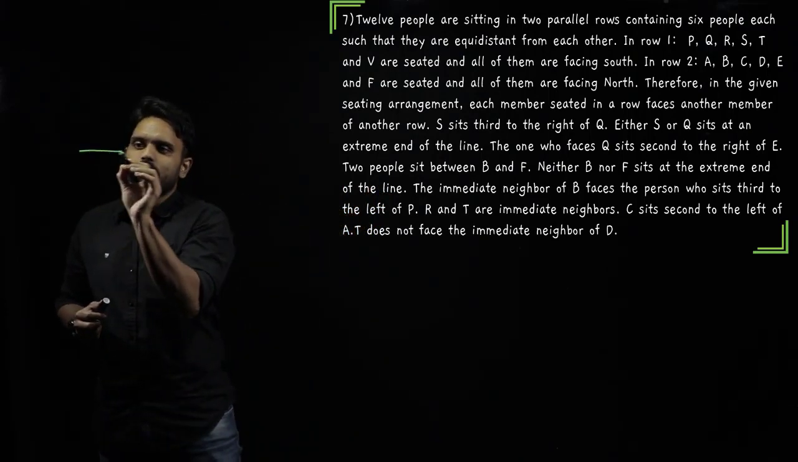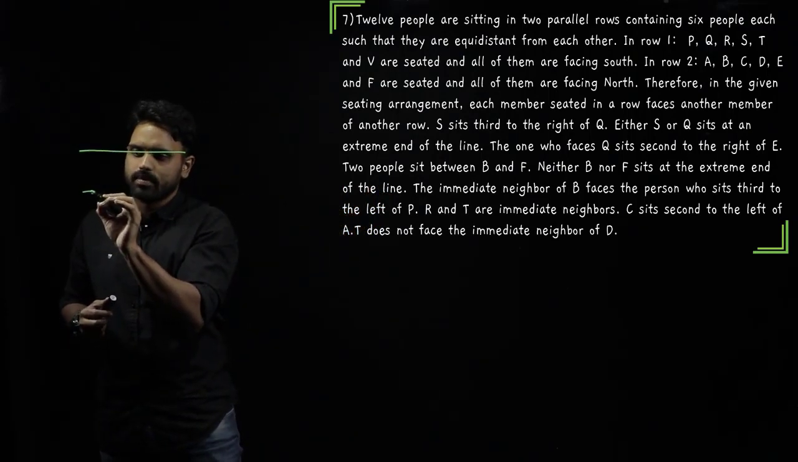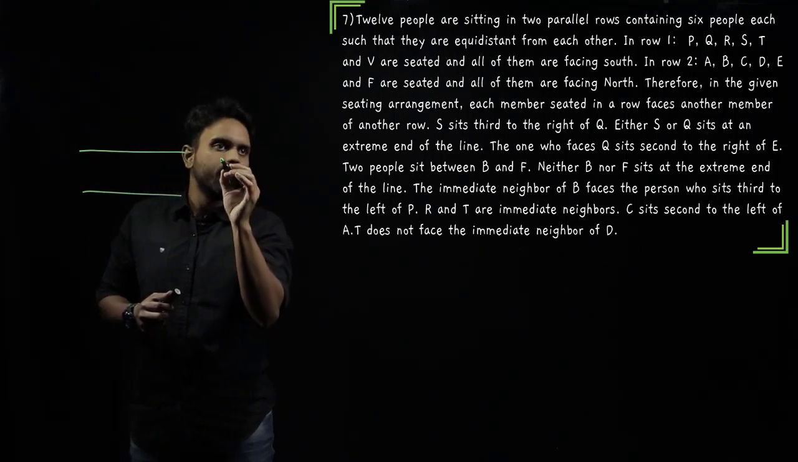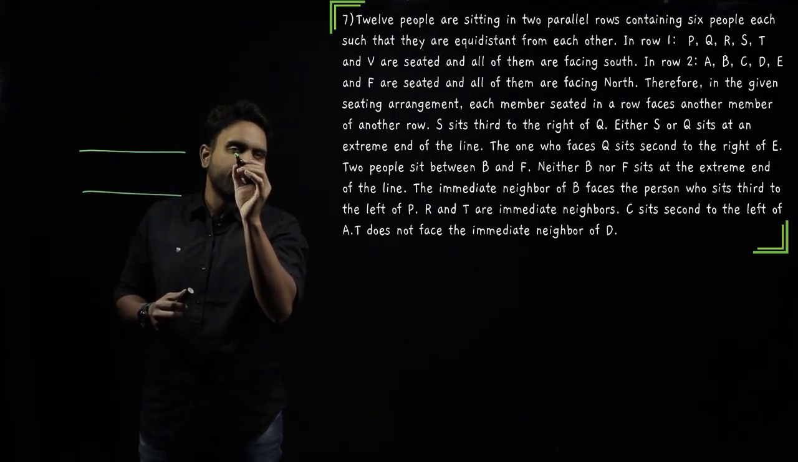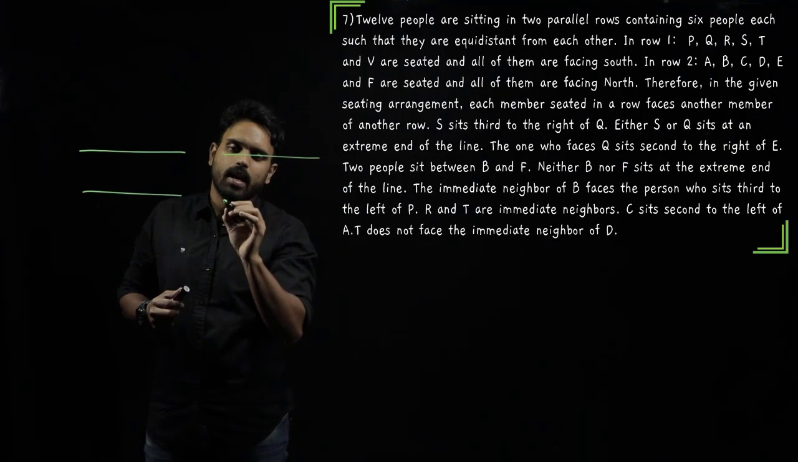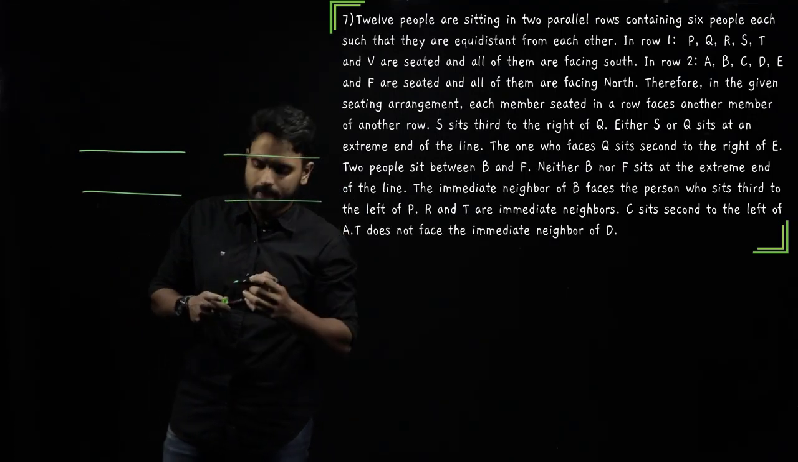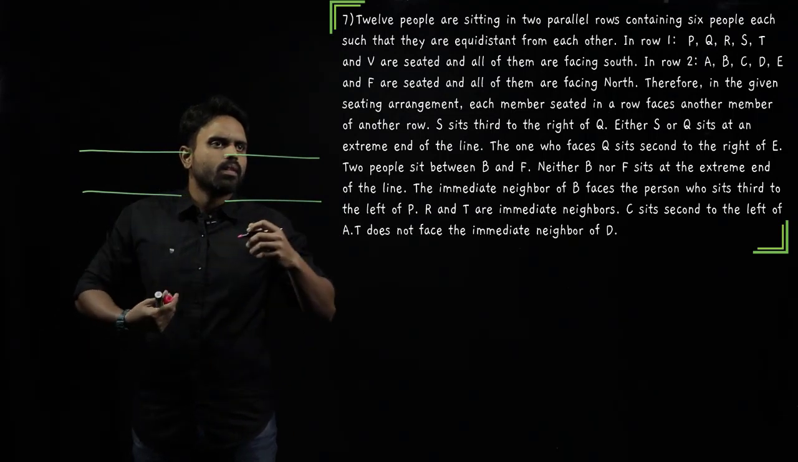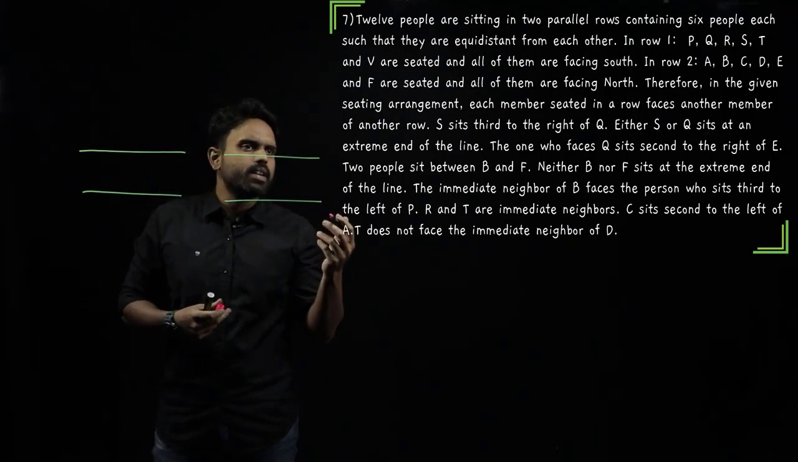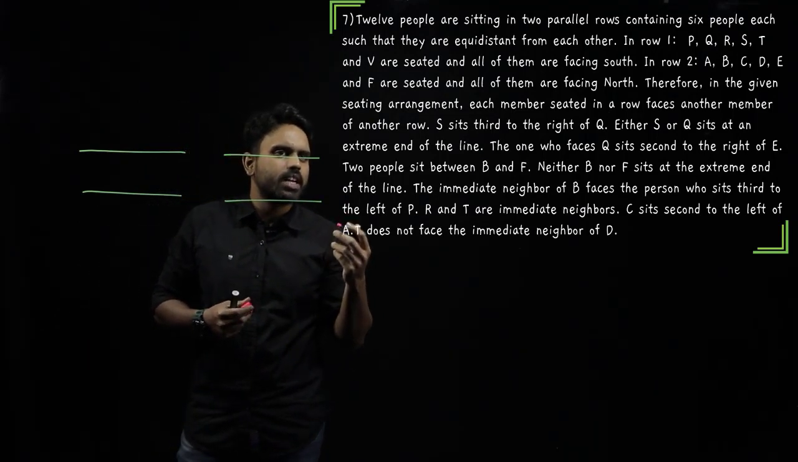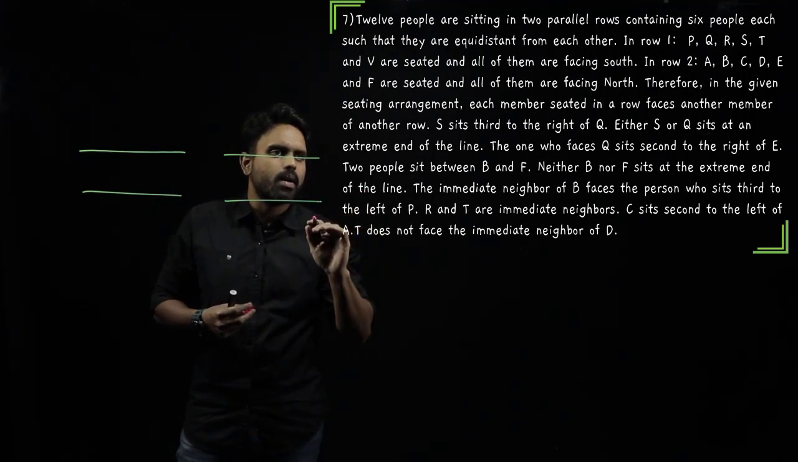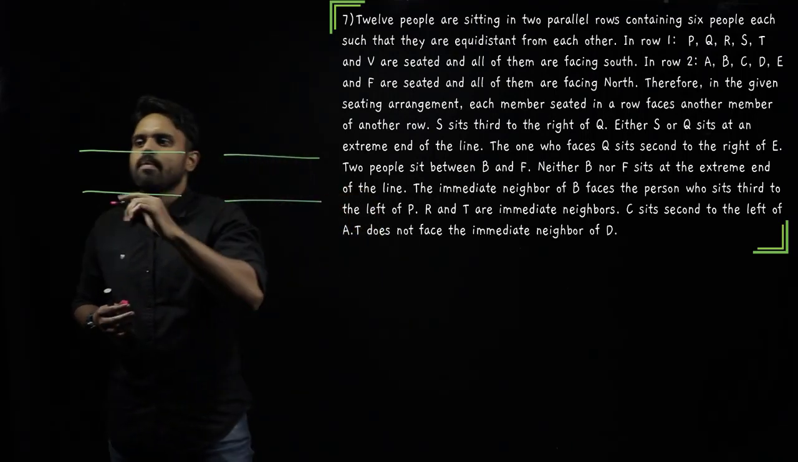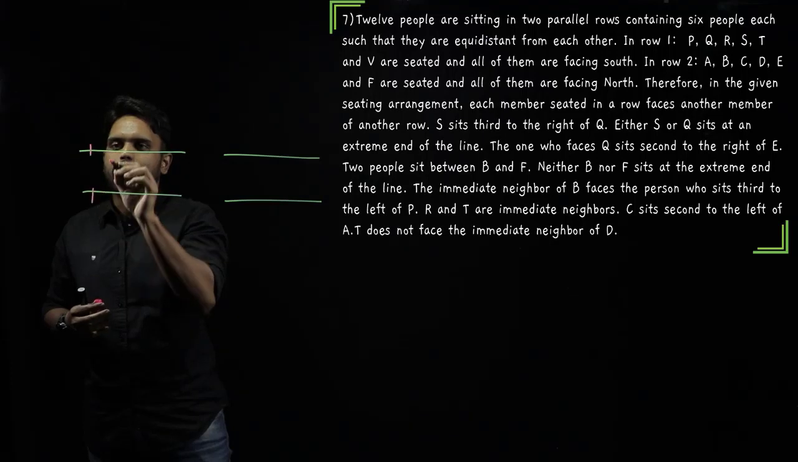Okay, if PQRST are facing south, jaldi bataiye, ABCD or ABCDF kahan face karenge? ABCDF face karenge north. So next, therefore in the given seating arrangement, each member seated in the row faces another member of another row. Matlab bol raha hai ki aamne samne baith hai.